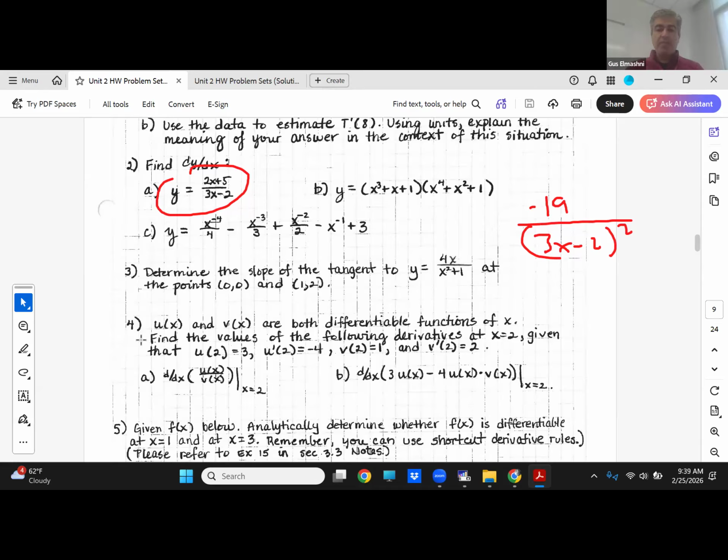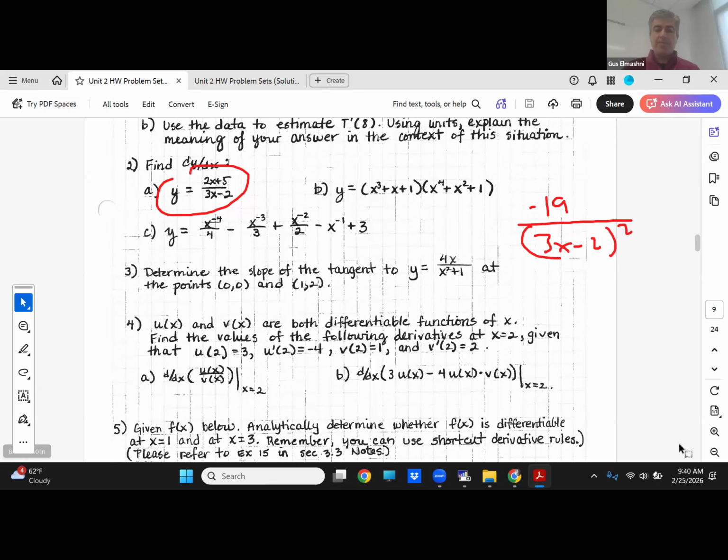For part C, same thing. You just got to find the derivative and then determine the slope of the tangent at the points. So you're going to find two different derivatives, right? One at x equals 0 and one at x equals 1. And then, of course, that's it. That's all you do. So they're asking you to find f prime of 0 and f prime of 1. That's all this question is asking you to do.